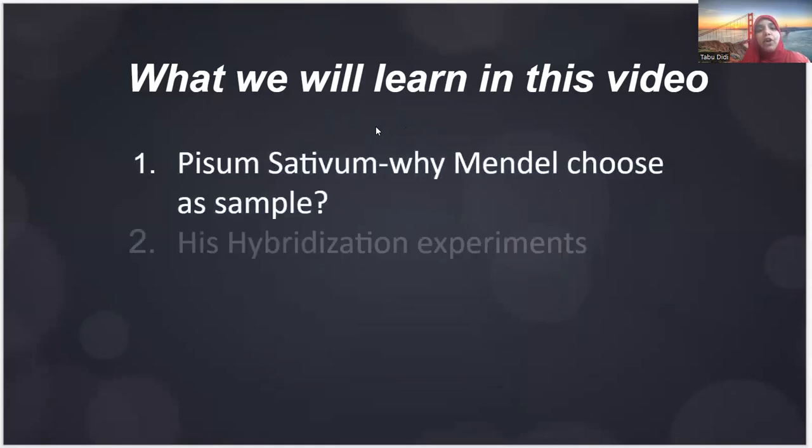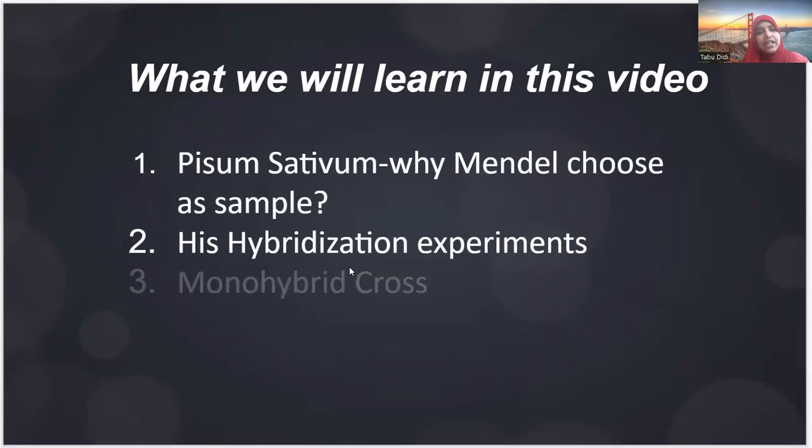In this video, we are going to cover why Mendel chose the pea plant, known as Pisum sativum, as his sample for carrying out genetic experiments. Briefly, what did he do in that hybridization experiment? And we will do the first cross that he carried out, that is the monohybrid cross.